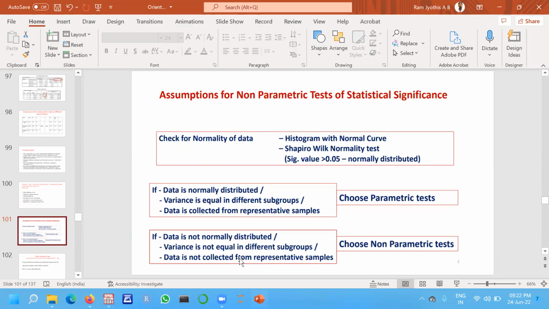And if data is not normally distributed or the variance is not equal in different subgroups, we have to choose the non-parametric test. Understood? Very often in a real-life situation, we may have to go for a non-parametric test, because data may not be normally distributed sometimes. So in reality, the data may not be normally distributed, so we have to go for a non-parametric test mostly.